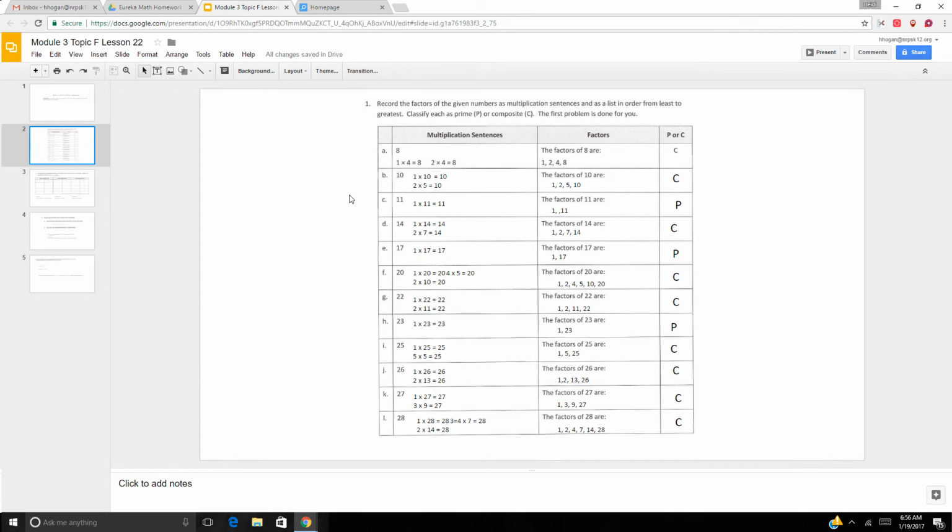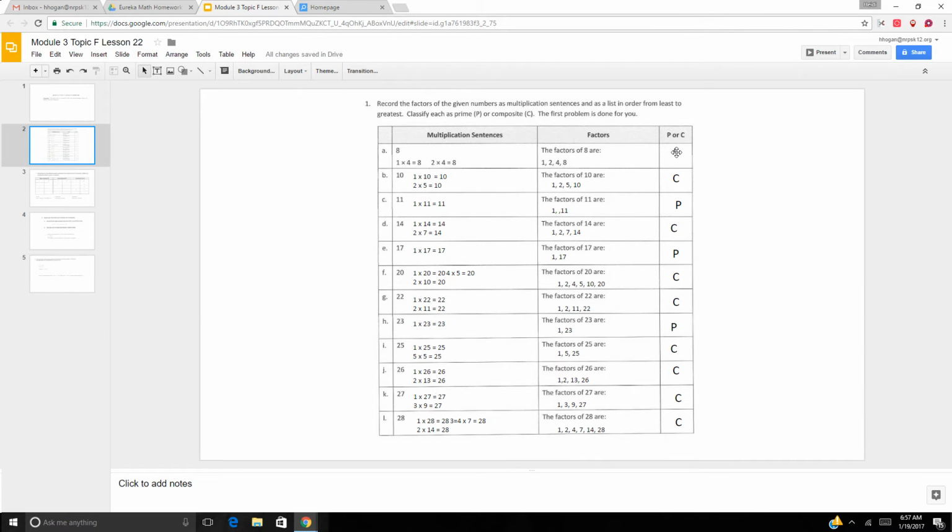We had this chart for our problem set, so you can refer back to it. And you're going to record the factors of a given number as multiplication sentences and list them in order from least to greatest and say if it's prime or composite. They did an example for you for 8. 1 times 8 is 8, 2 times 4 is 8. So the factors are 1, 2, 4, and 8. And that means it's composite.